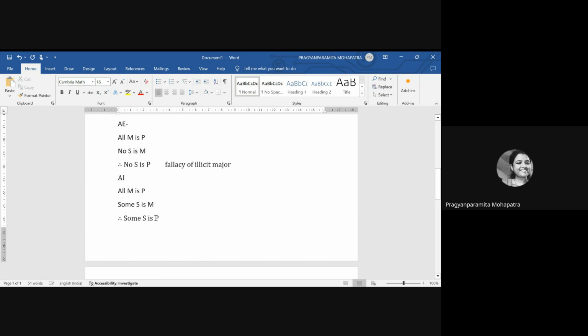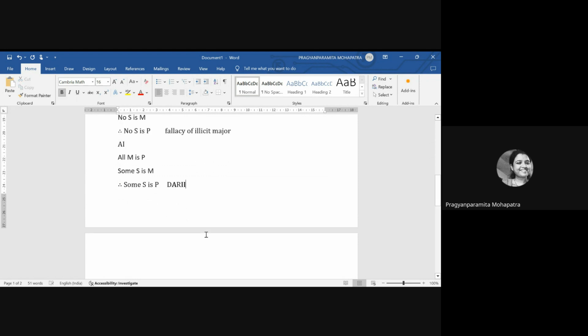There is no term distributed here because it is an I proposition, and it does not harm anything. So this combination is valid. The major premise is A, the minor is I, and the conclusion is I. So this is called Darii. These are the names they are giving. Clear?